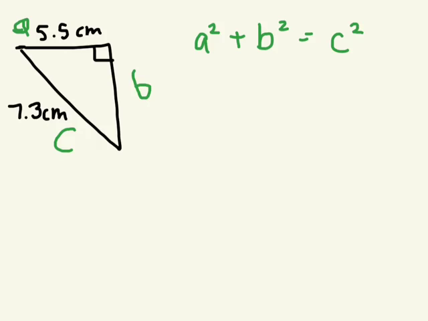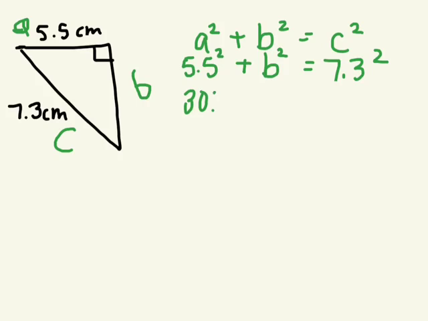Good. What's A? A is 5.5. So 5.5 squared plus B squared equals 7.3 squared. That's my C. So what's 5.5 squared? 30.25. Good. So 30.25 plus B squared equals, what's 7.3 squared? 53.29. Good. Well, we need to solve for B, right?